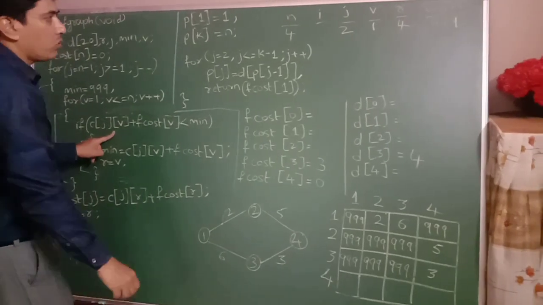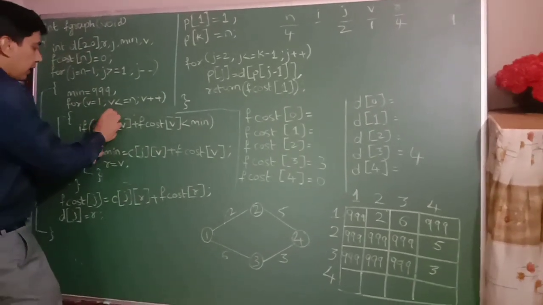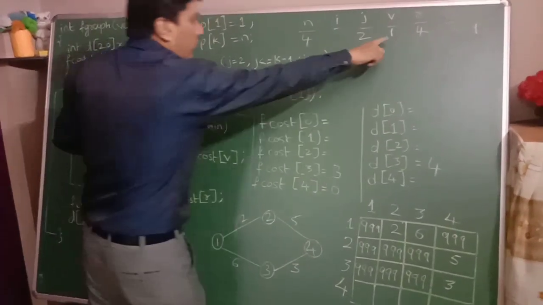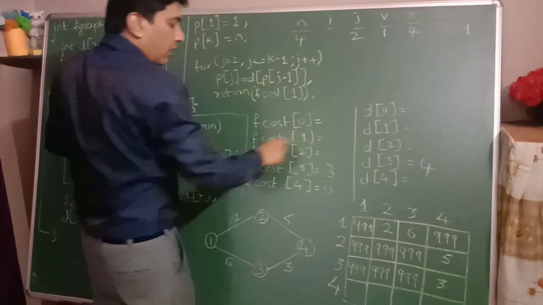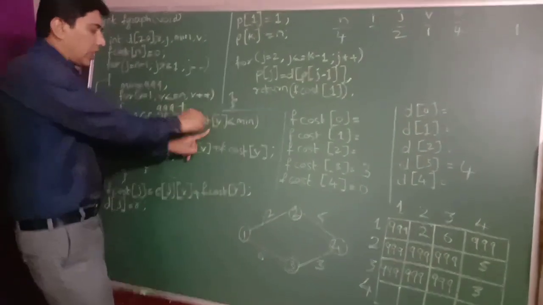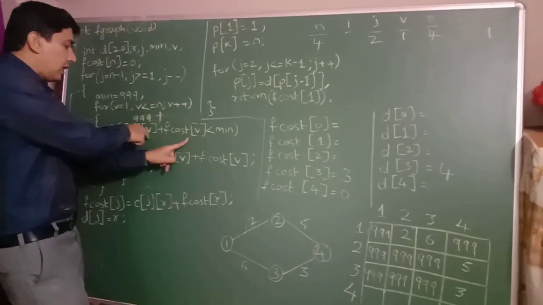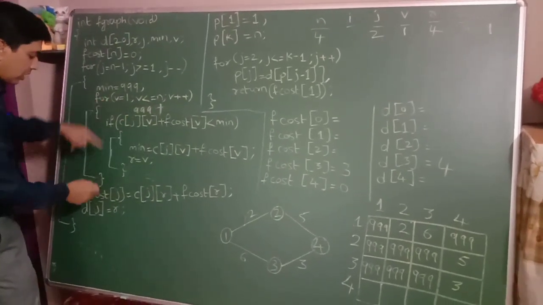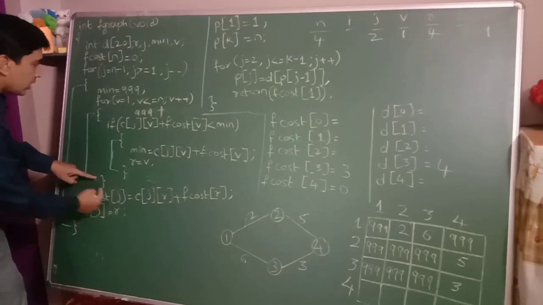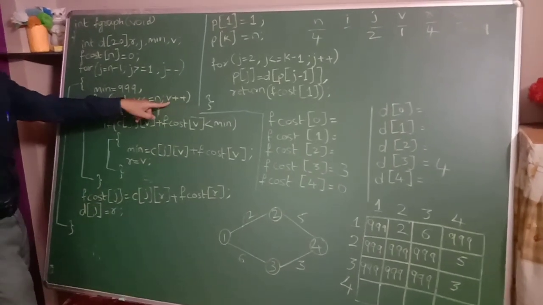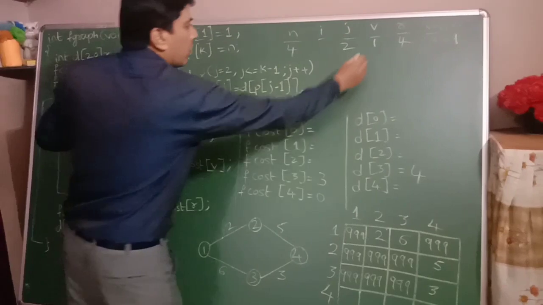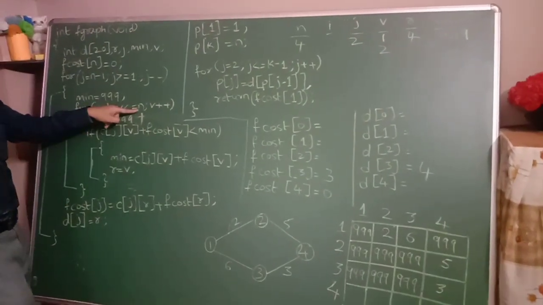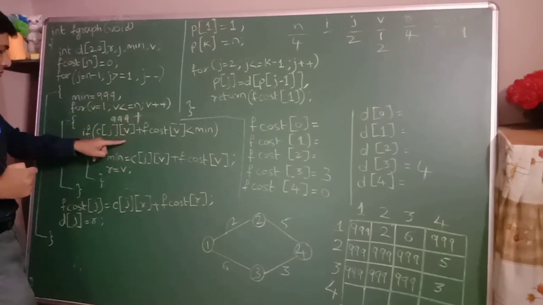So 2 1, that is 999 plus f cost of v. v is 1, so f cost of 1 is having some garbage value. Is it less than min? So 999 is not less than min. So this condition will become false, so just increment the value of v by 1. Right? What will happen now? v will become 2, right? Is 2 less than or equal to 4? Yes, the condition will become true.